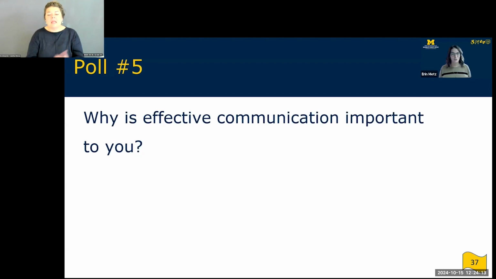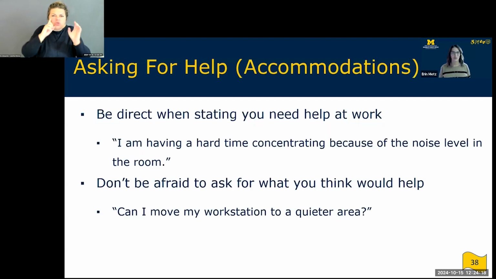So now we're just going to go through and talk about what some of these strategies are for hopefully increasing that effective communication. So starting with how to ask for help, also known as asking for an accommodation. You can be direct when stating that you need help at work. So maybe you can say, I'm having a hard time concentrating because of the noise level in the room. And you can also be direct and don't be afraid to ask for what you think could be helpful. Can I move my workstation to a quieter area?